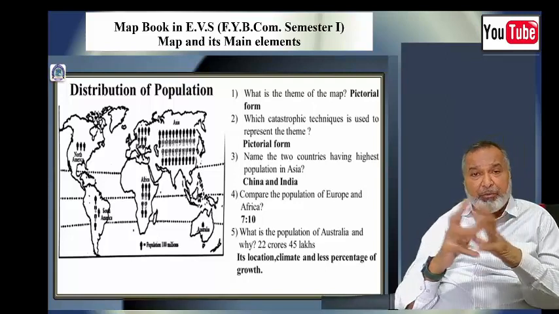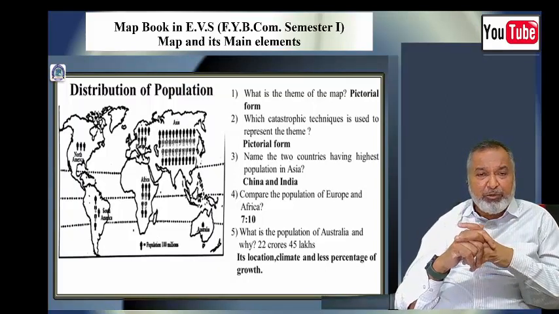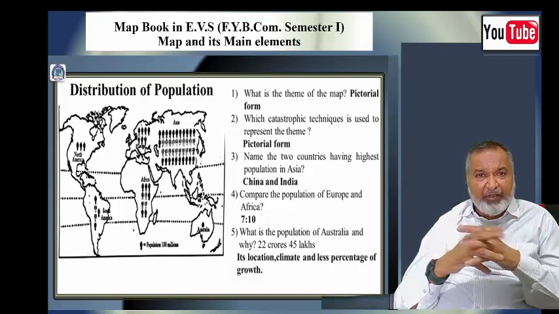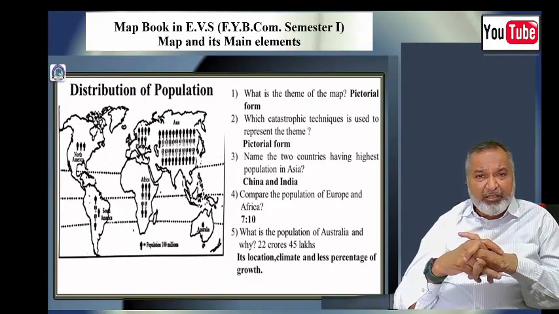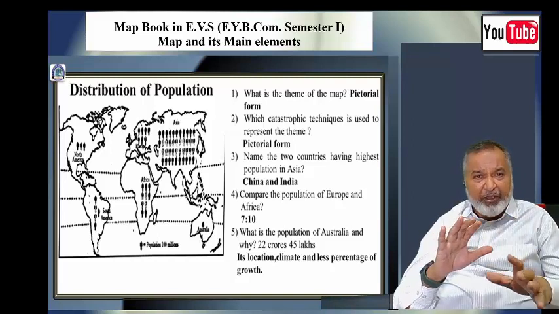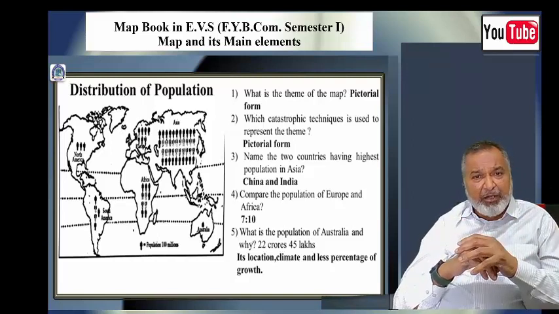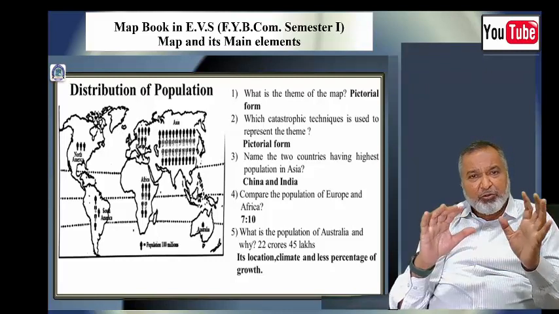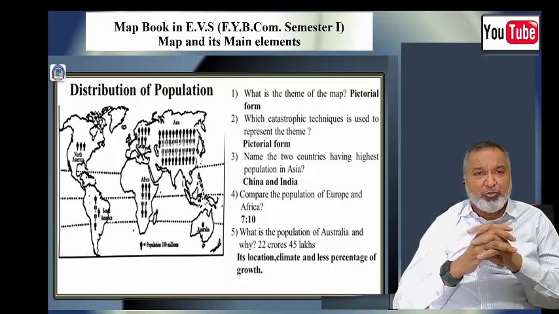Then the distribution of population, how the population has been distributed. You can see from that graph itself that China and India have the majority of the population of the world. In addition, we have Africa, then South America, then North America. So these are the major parts. Europe is also there.